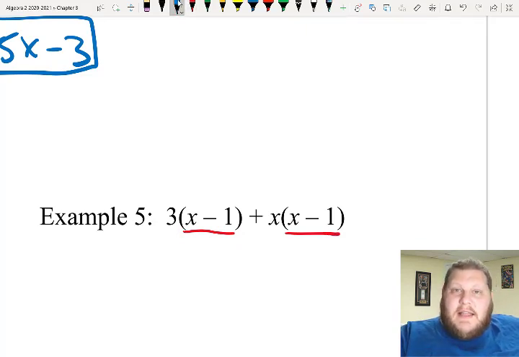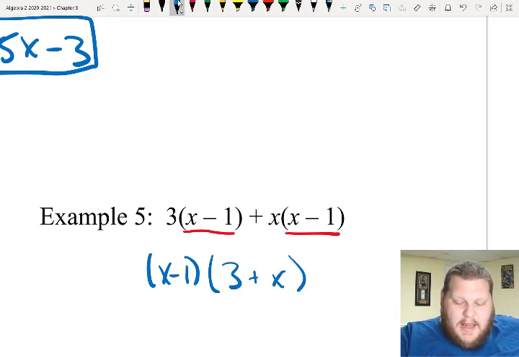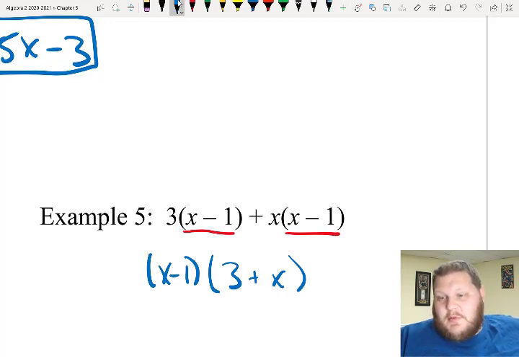So even though it's not a usual thing that we see, we can actually factor out a parenthesis from each of those terms. And if I do that, that leaves me with just 3 for my first term and x for the second one. So x minus 1 times 3 plus x would be the final simplification.